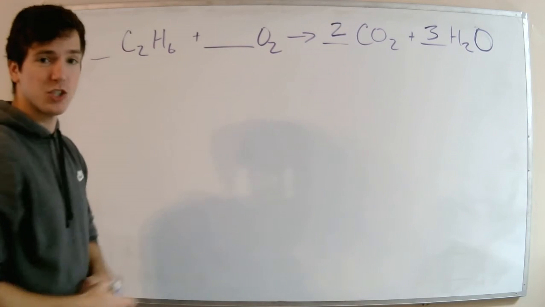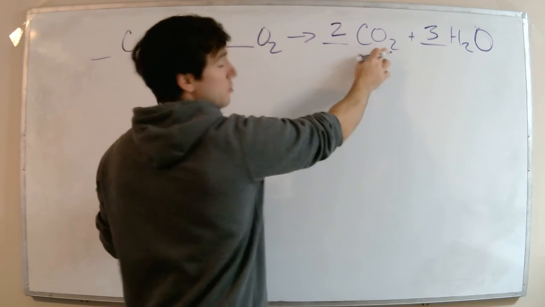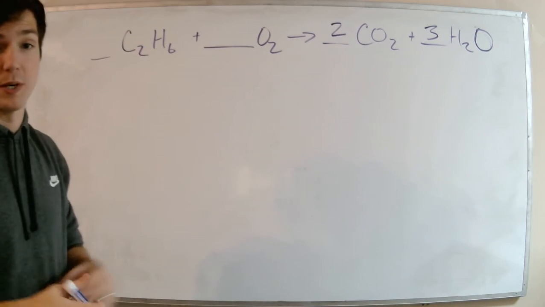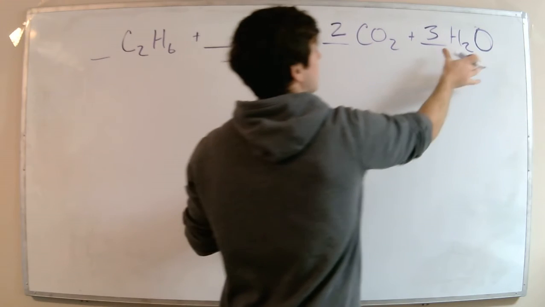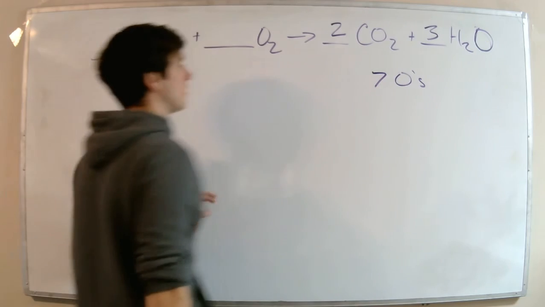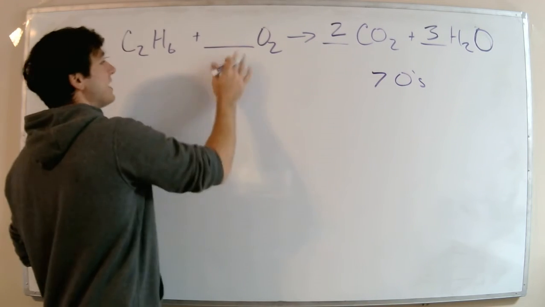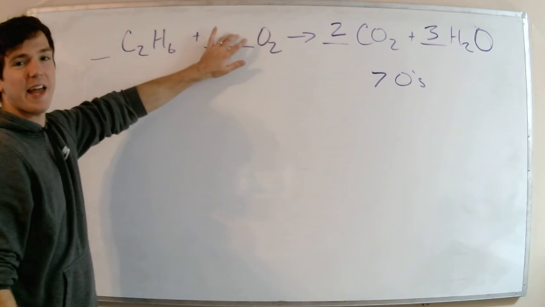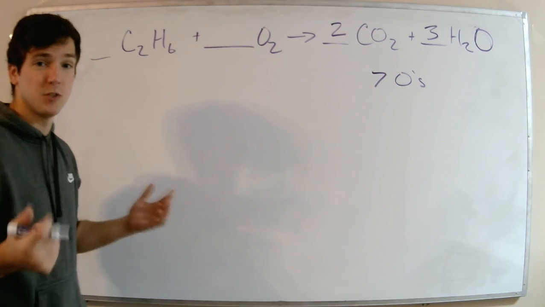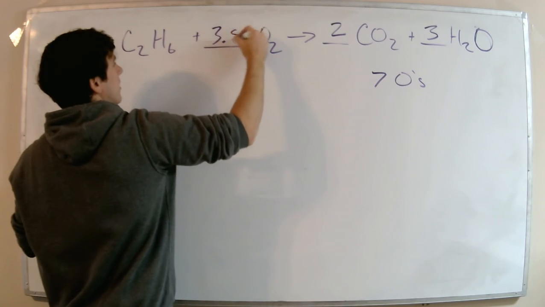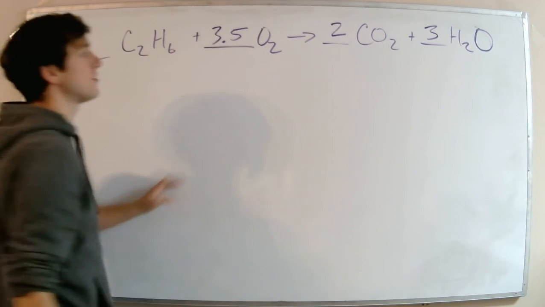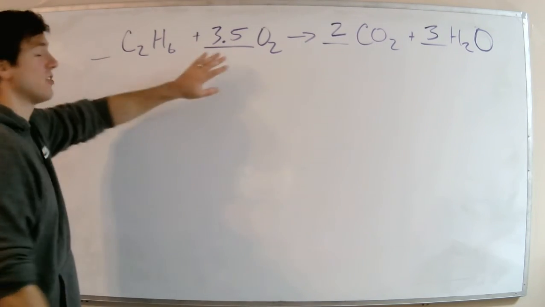Right now I only have 2 oxygens, but over here I have 2 times 2, which is 4 oxygens, and then 3 times O, which is 3. So I got 4 oxygens from this one, 3 oxygens from that one. That gives me 7 oxygens. Well, I need 7 on this side. So what would I have to put there in order to get 7 oxygens? You might be thinking 3.5, right? 3.5 times 2 is 7. So technically, we have 7 oxygens on this side and 7 oxygens on this side.